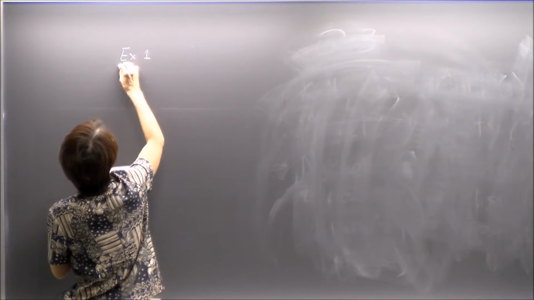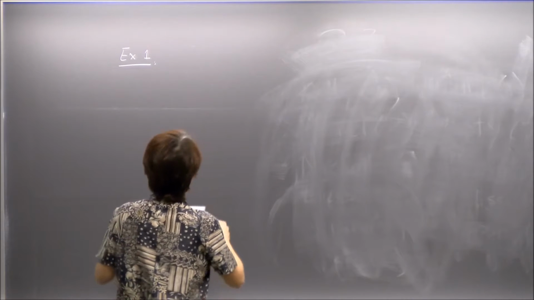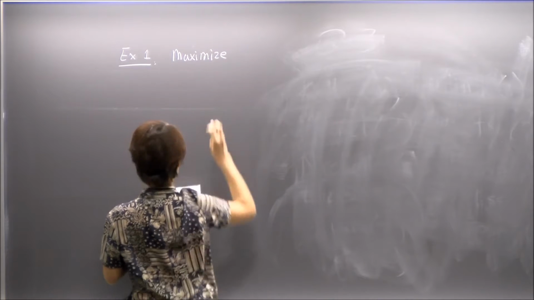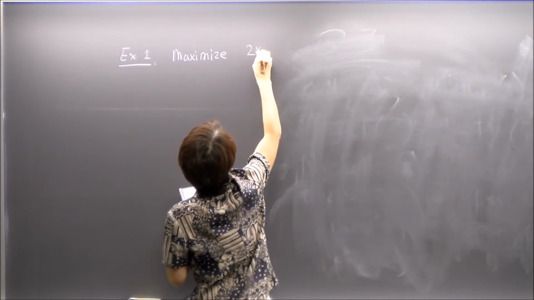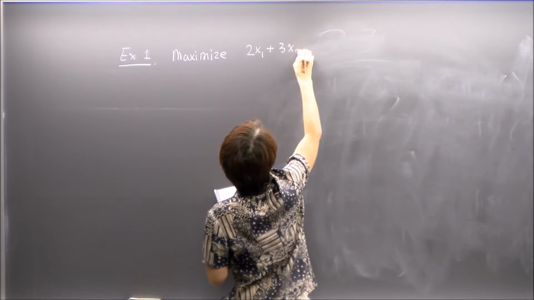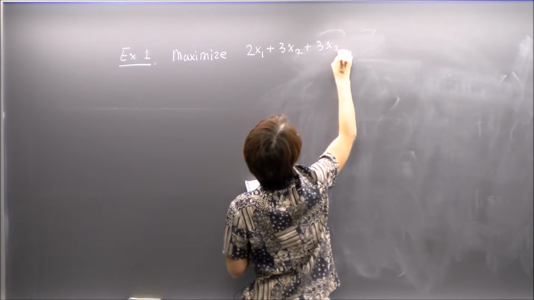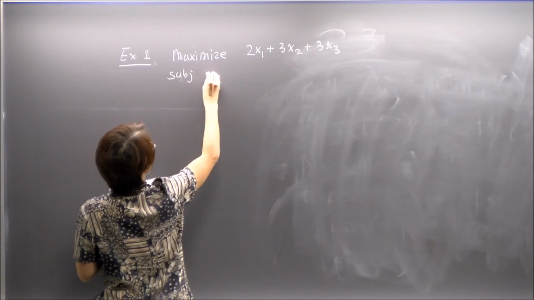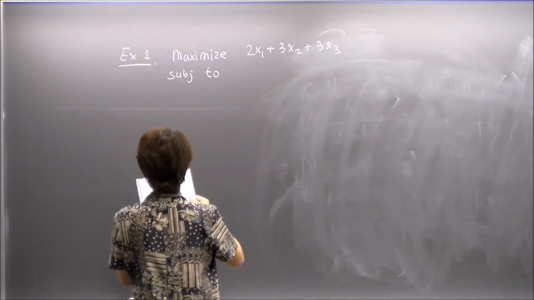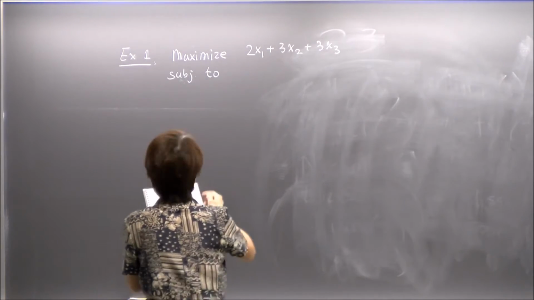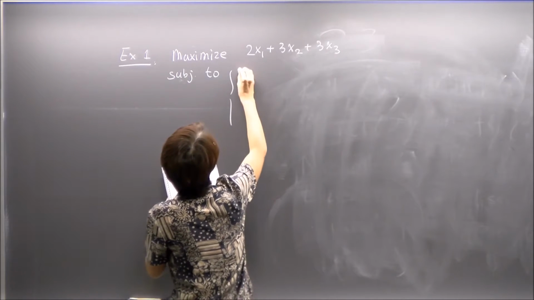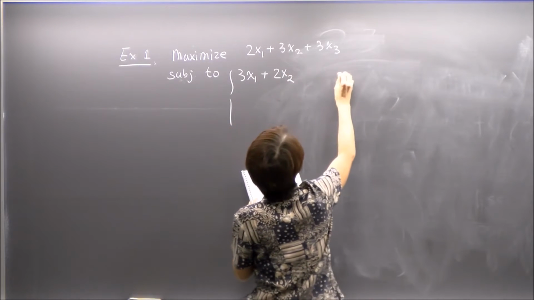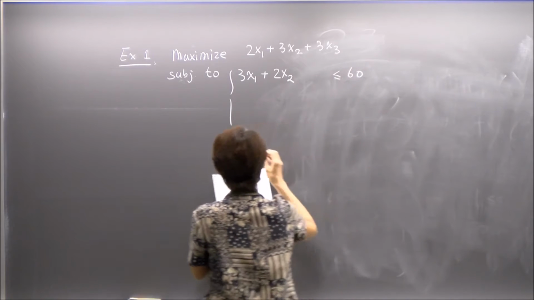So example 1. Maximize. So I have the following LP problem. Oh, I should have started on the left. Okay, it's okay. 3x1 plus 2x2 less than 60.